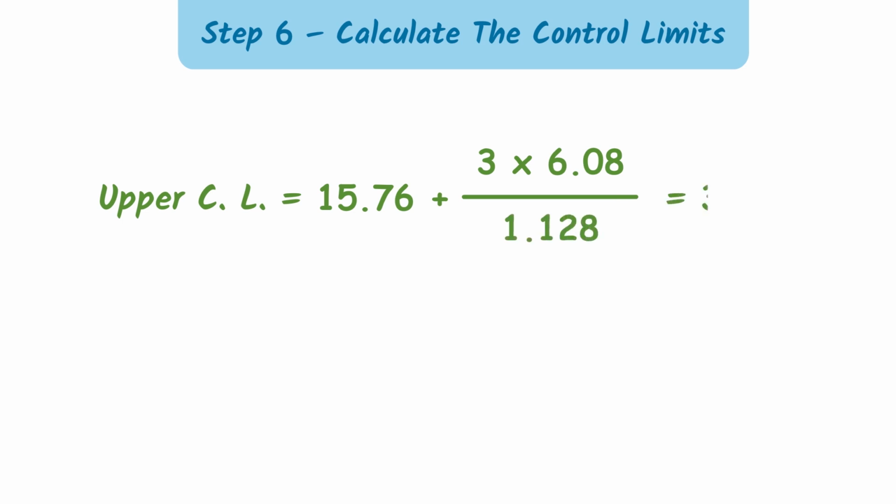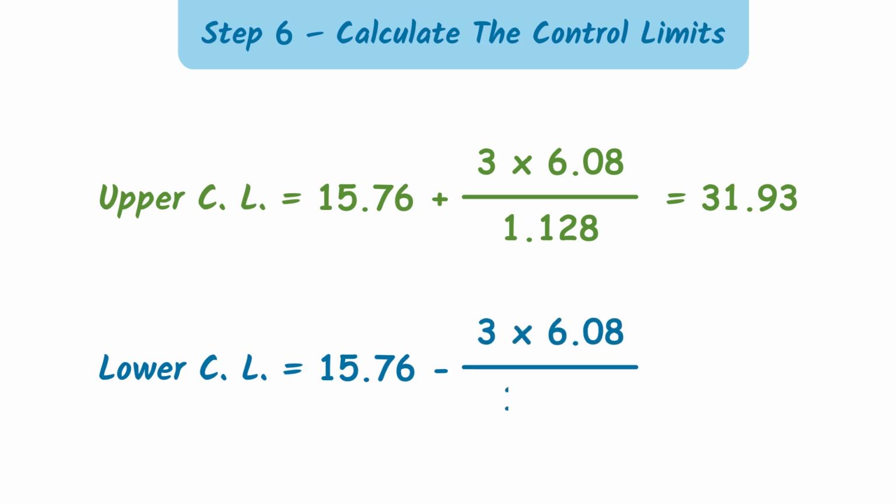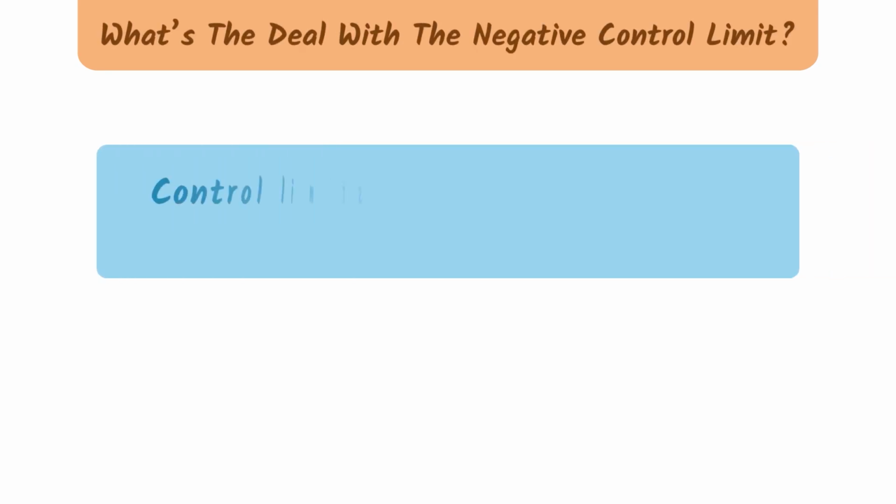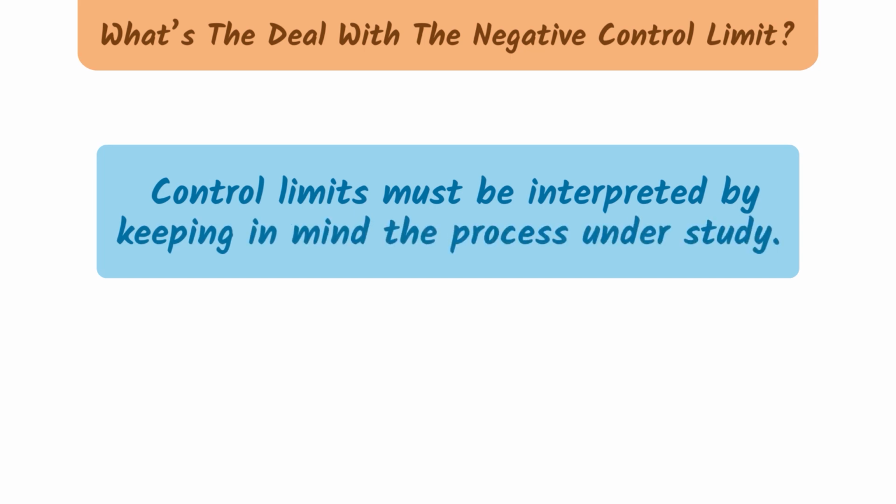Let's quickly put our values in these formulas, and we get upper control limit as 31.93 and lower control limit as negative 0.41, negative 0.41. Wow, something very interesting happening here, right? We are getting a negative control limit. What does that mean?